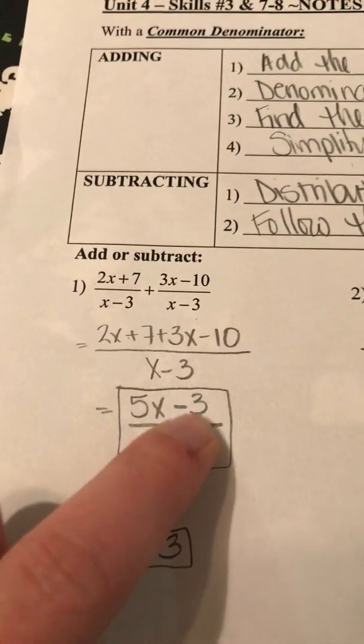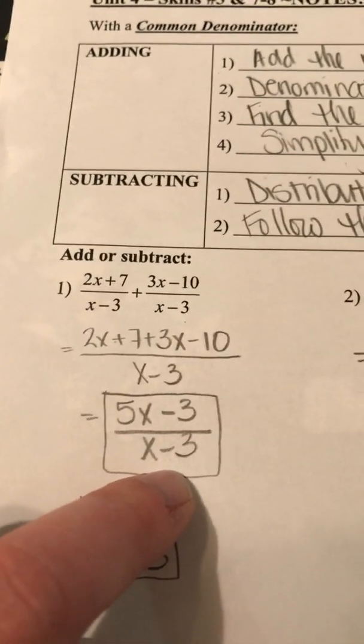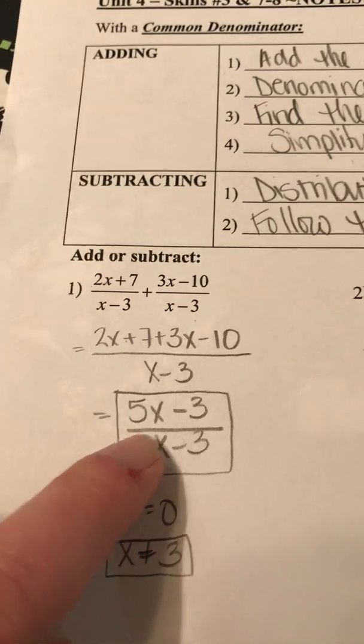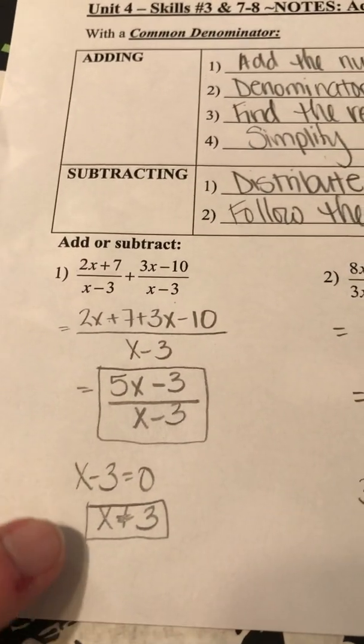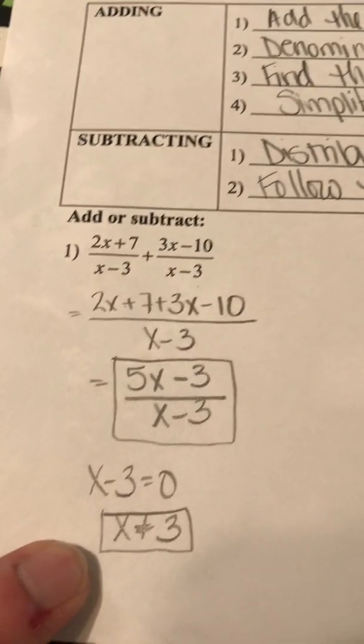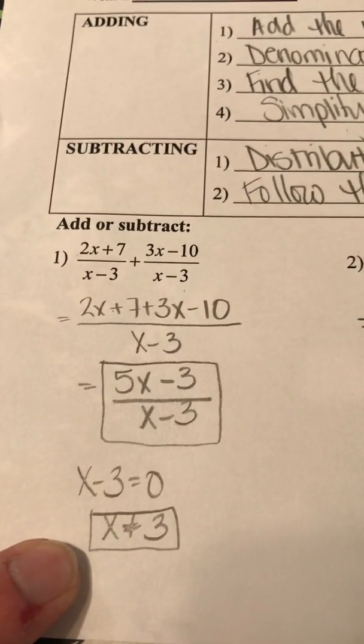You cannot cancel out the negative 3's. Don't do it. It's not just negative 3. Okay, it's 5x minus 3. It's that whole quantity. And then if I set the denominator equal to 0, we say x can't be 3. That would make our function undefined.